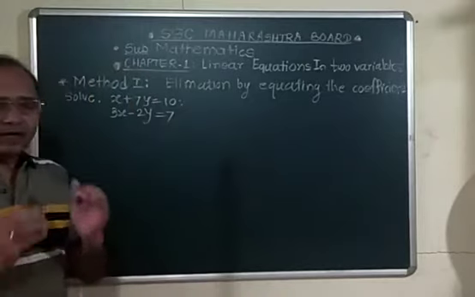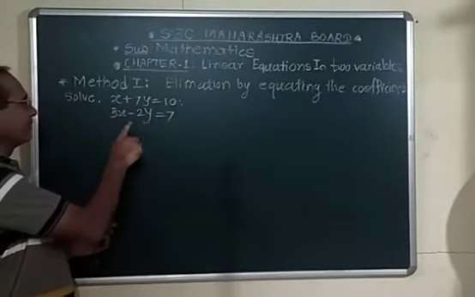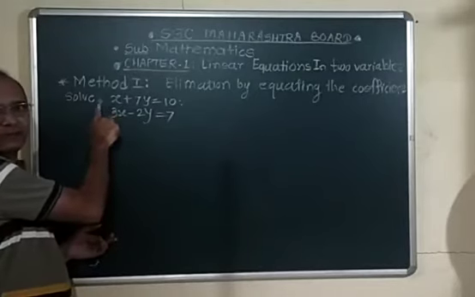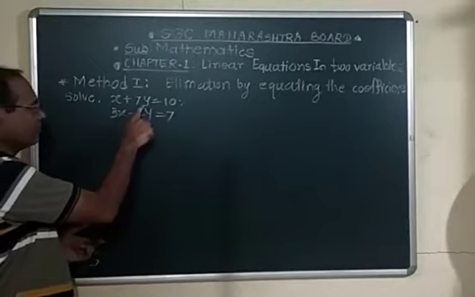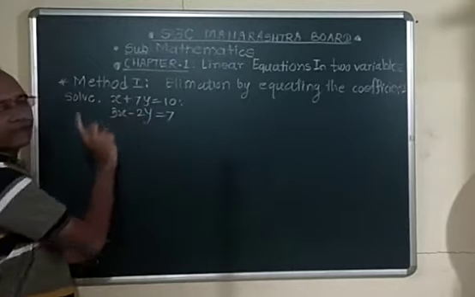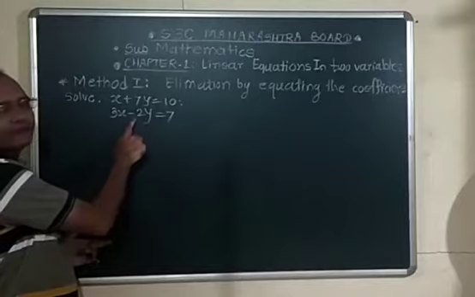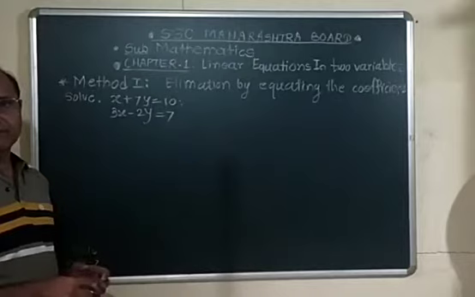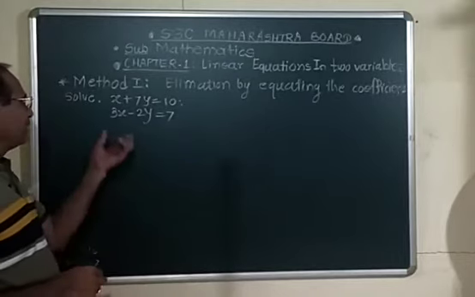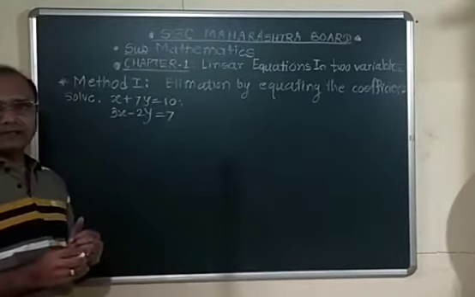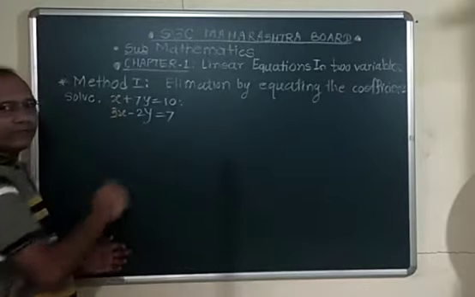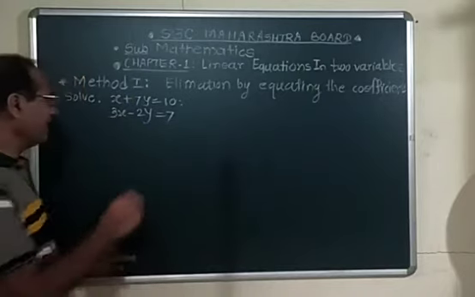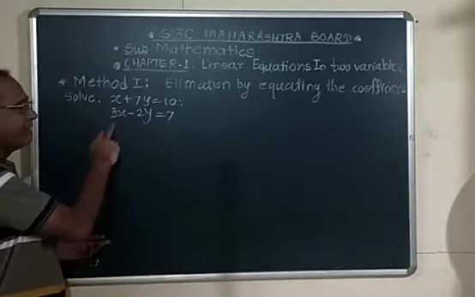Now you have to observe these equations carefully. What do you have to observe? You have to observe the coefficient of x. Coefficient of x is 1. What is the coefficient of y? Here it is plus 7. Here the coefficient of y is minus 2. Coefficient of x is 3. Look carefully and tell me, can you say that the x variable in both these equations has the same coefficient? The answer is no. Here the x coefficient is 1 and here it is 3.